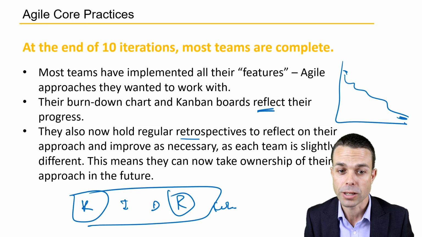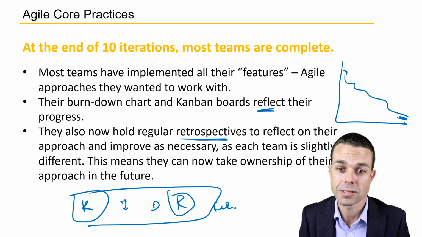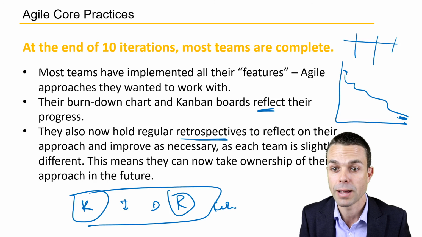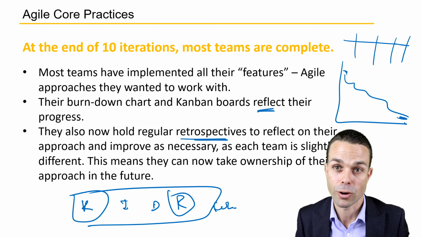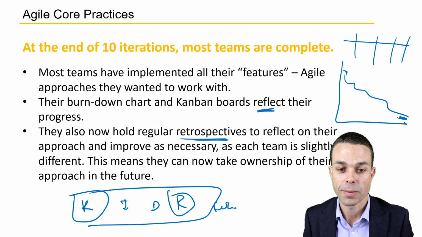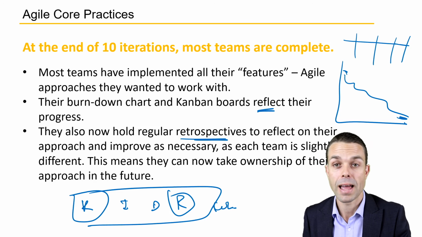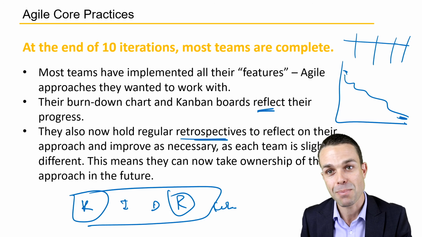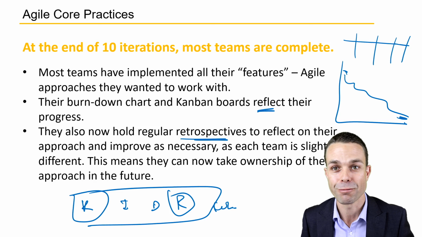They now hold regular retrospectives to reflect on their own approach, because these business teams will be different. Maybe there's some development teams in there as well and they're happy to use it as is. Maybe a business team needs to modify it slightly for their own purposes. And this means they can now take ownership of their own approach in the future. So they ask, is this working well? What's not working well? How can we improve it? And they feed that back into their own Agile process and continue with it moving forward. They've taken ownership now moving forward.